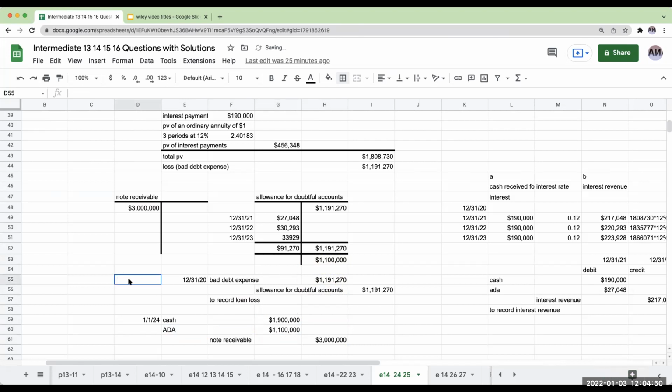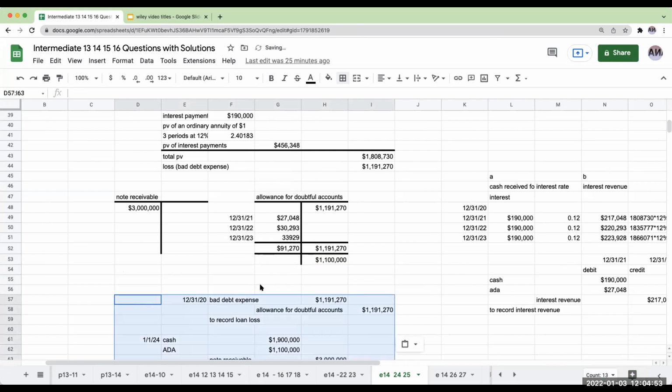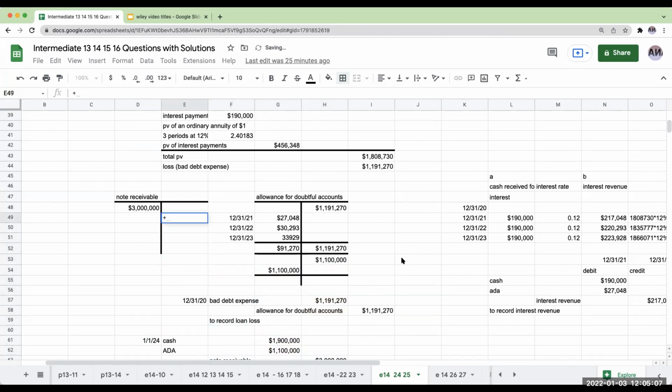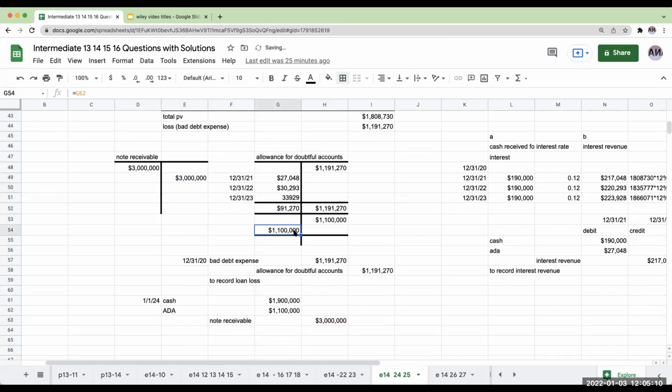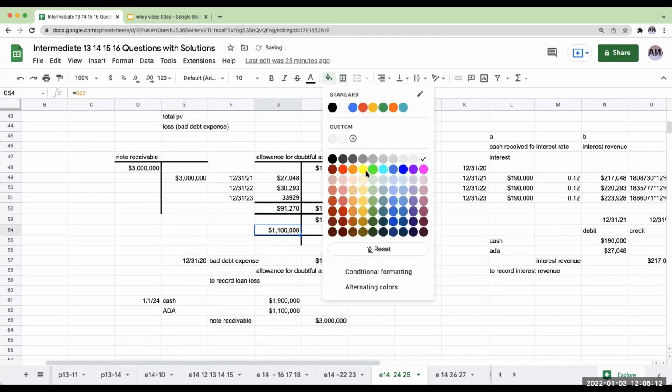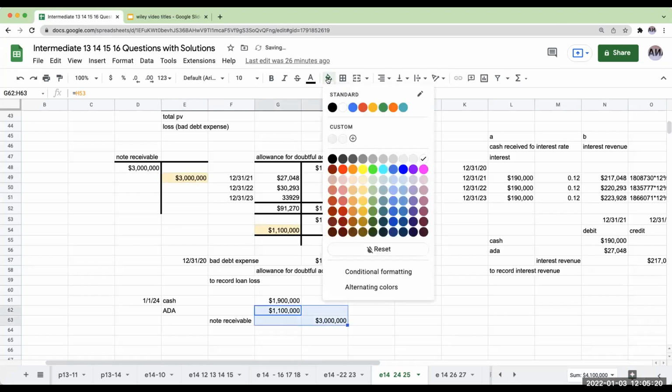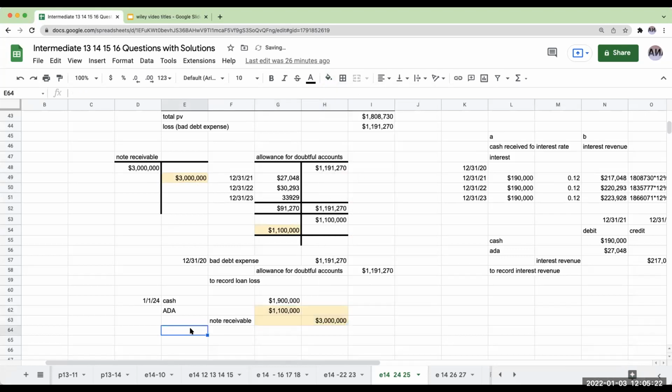Once I debit this for 1.1 million and the loan's been settled, the allowance account should go down to zero, which is what it should be because the loan is no longer outstanding. I was just using this as a way of valuing the account. So that is exercise 1325. Hope you enjoyed it as much as I did.